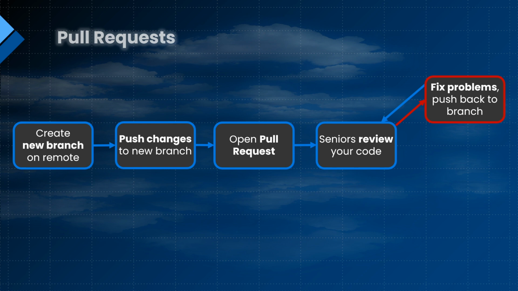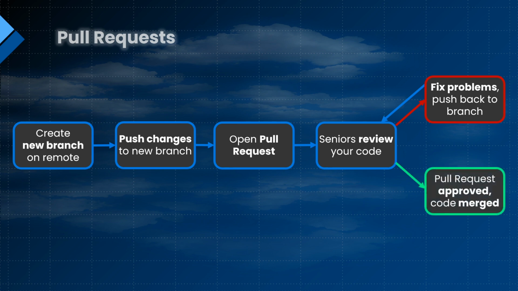And then once you've made those changes, your coworkers will look at the code again. And if there's still problems, then you'll keep going in this cycle. But eventually, once everything is all good, your pull request will be approved. And then you can merge your code into another upstream branch in your remote repository.